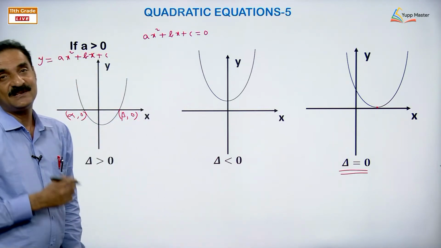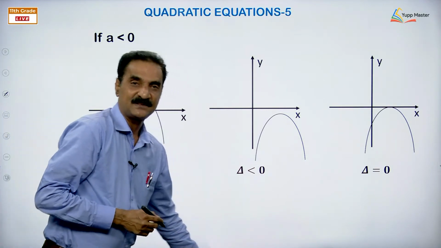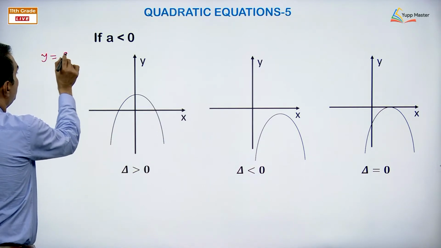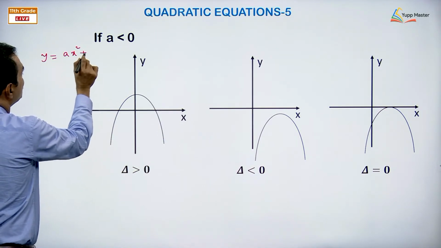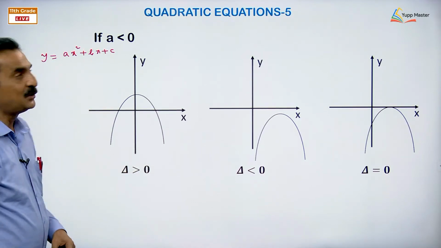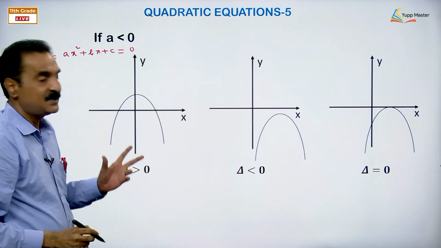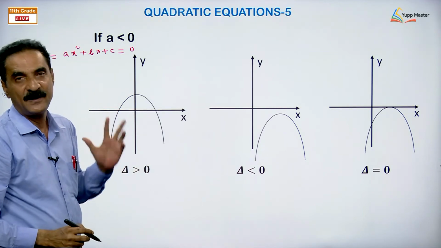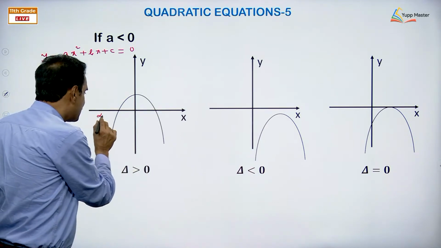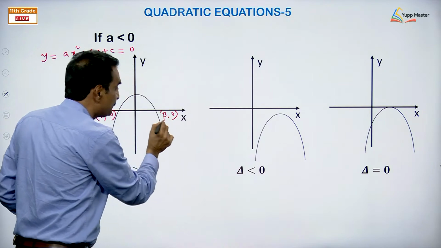Next, if a is less than 0, these three are the possible cases. This is the graph of y is equal to ax square plus bx plus c. If delta is greater than 0, then taking ax square plus bx plus c is equal to 0, you will get two distinct real roots, say alpha and beta. Then the graph intersects the x-axis at two distinct points, alpha comma 0 and beta comma 0.